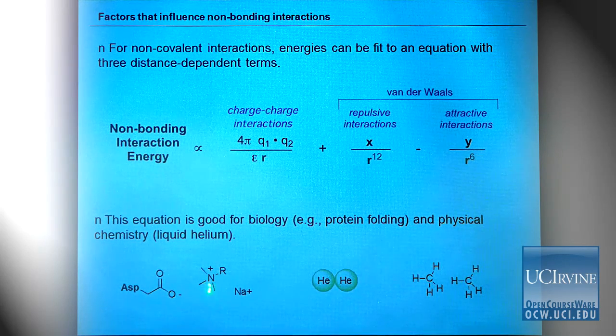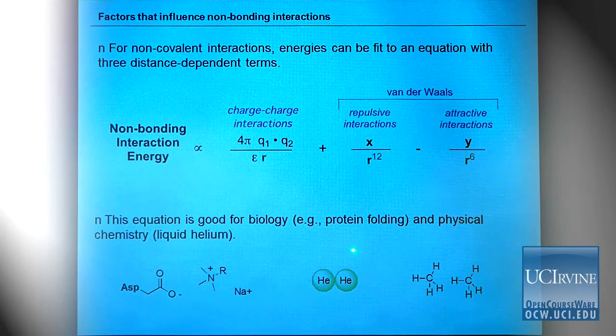Or maybe negatively interacts with some sort of sodium ion. These are really informed by this Coulomb's law equation. There are another two terms in this non-bonding interaction equation that are also heavily distance dependent. One of those terms is repulsive, it leads to positive energy, and the other term is negative and it leads to some sort of an attractive force. And these are what we refer to as the van der Waals interaction.